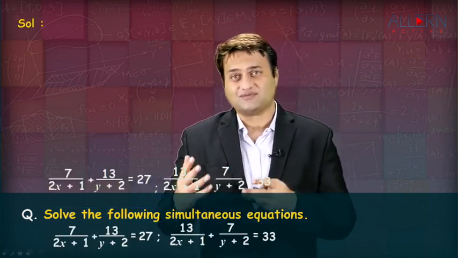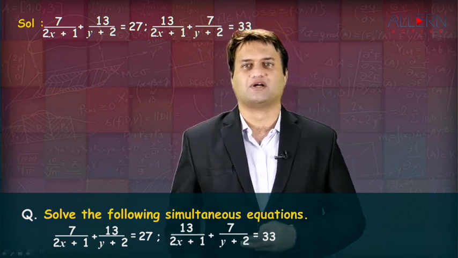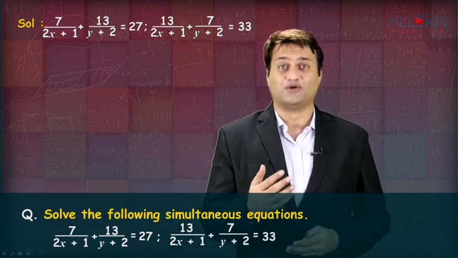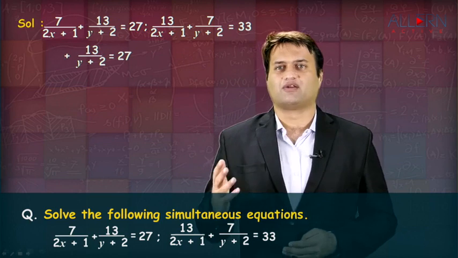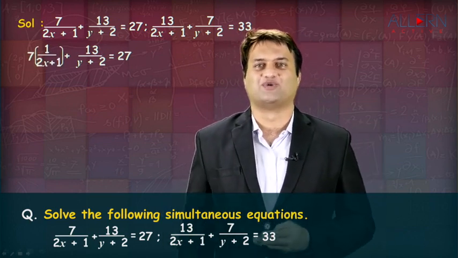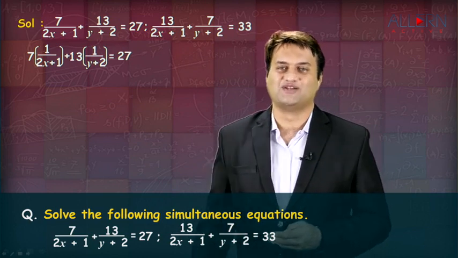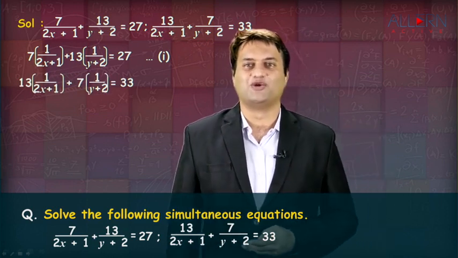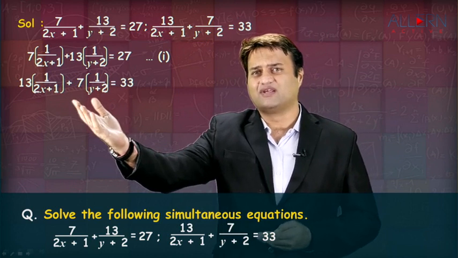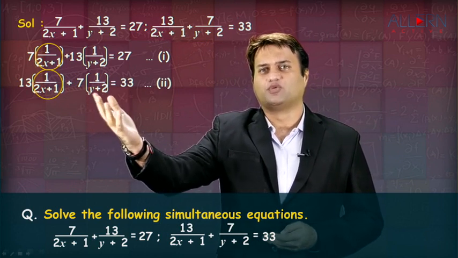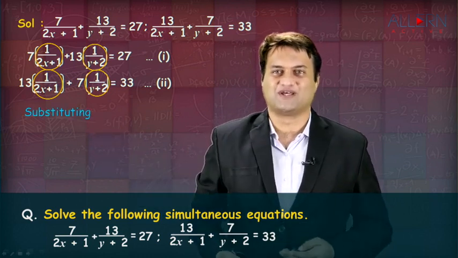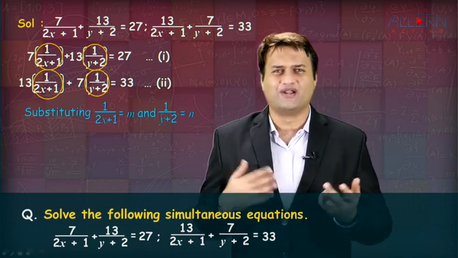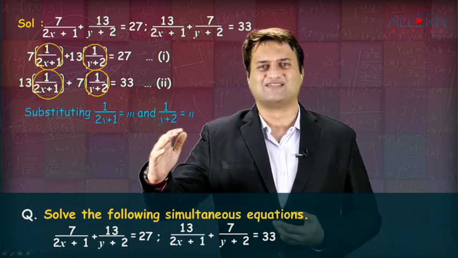So let's do that. The equations given are 7 upon 2x plus 1 plus 13 upon y plus 2 is equal to 27 and 13 upon 2x plus 1 plus 7 upon y plus 2 is equal to 33. Let's take the first equation. We can write this equation as 7 into 1 upon 2x plus 1 plus 13 into 1 upon y plus 2 is equal to 27. And the second equation is 13 into 1 upon 2x plus 1 plus 7 into 1 upon y plus 2. It's very easy. We can see that 1 upon 2x plus 1 and 1 upon y plus 2 are common. So we need to substitute 1 upon 2x plus 1 as m and 1 upon y plus 2 as n. So don't be worried about a binomial term in the denominator. The method remains the same.